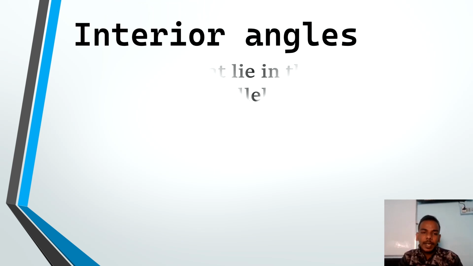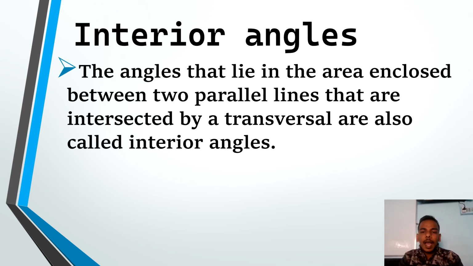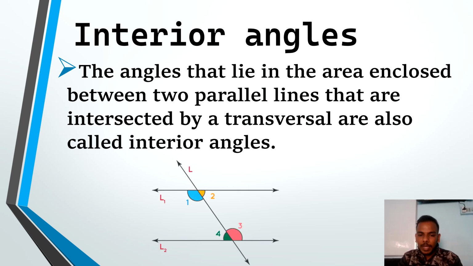Okay, now you have to see what you mean by interior angles. So what are the interior angles? The angles that lie in the area enclosed between the two parallel lines and that are intersected by a transversal are called your interior angles. So when two parallel lines are there, the area between the two parallel lines which is intersected by your transversal, those angles are called your interior angles.